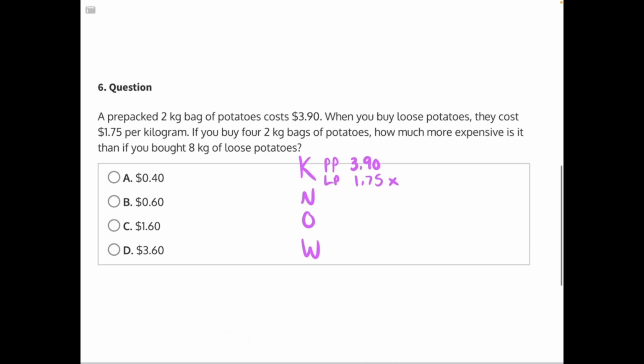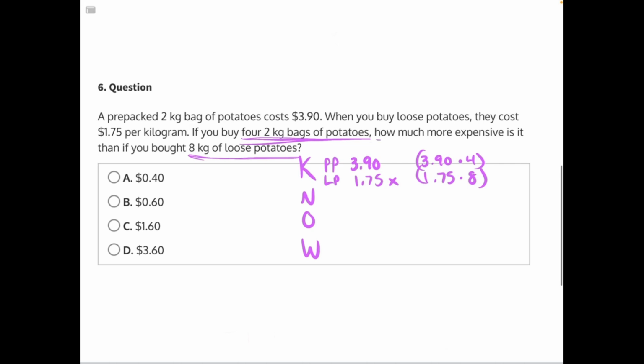We also know that we bought 4 prepackaged bags of potatoes. So we would have to do $3.90 times 4. And then we're comparing that to 8 kilograms of the loose potatoes, so 1.75 times 8.